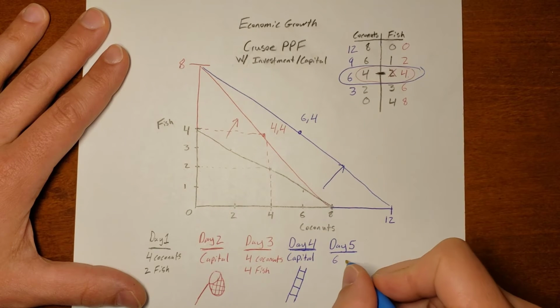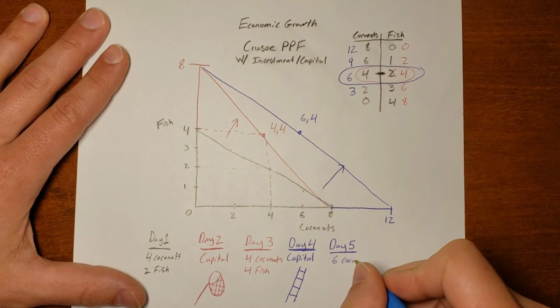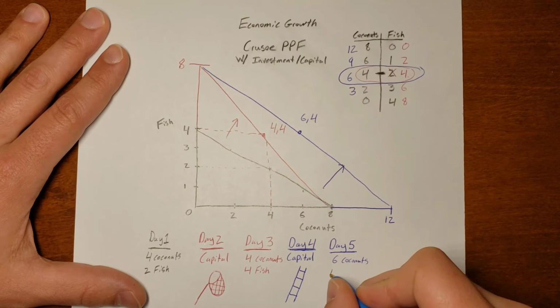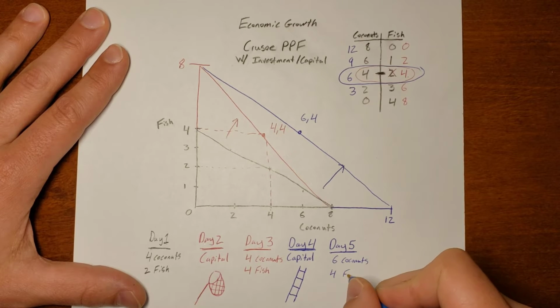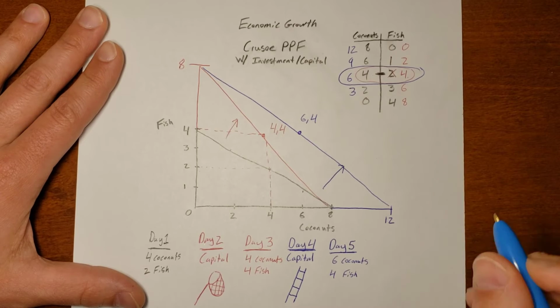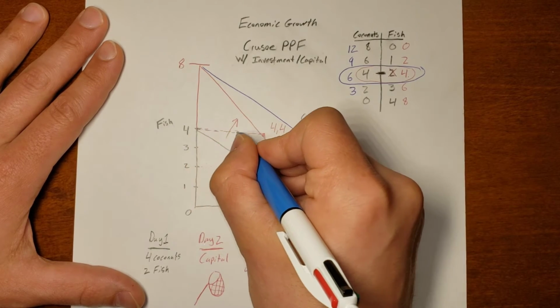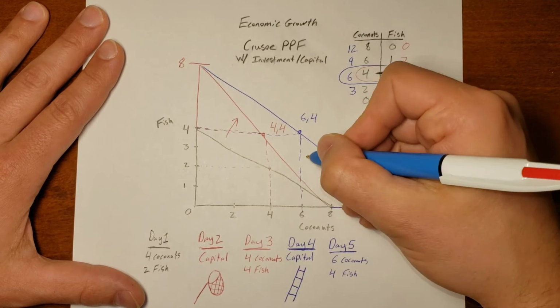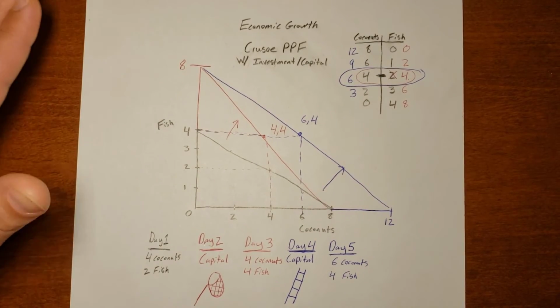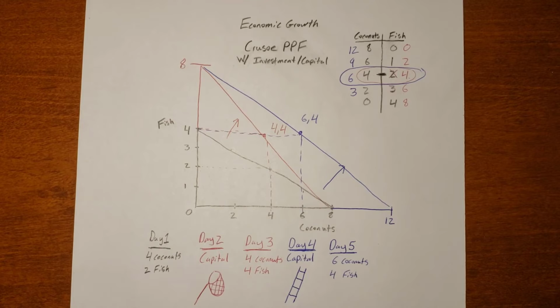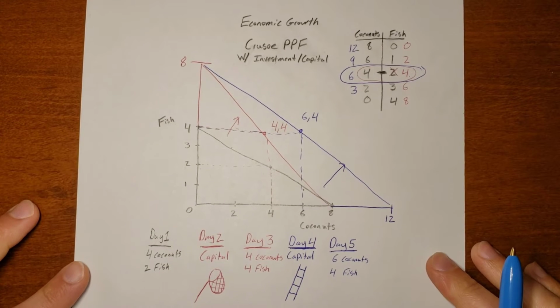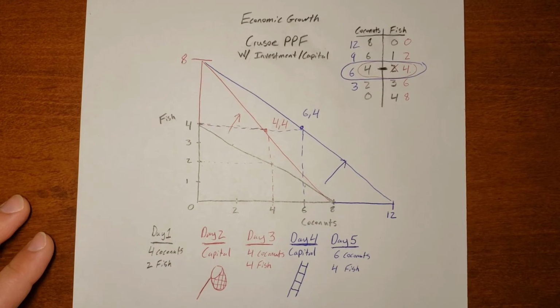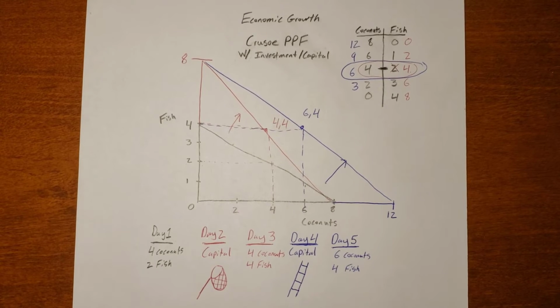So 6 coconuts and 4 fish. So he's dramatically increased his output of fish and coconuts by investing in capital that's specific to the production of either fish or coconuts. So this is the basic way that you can grow an economy.